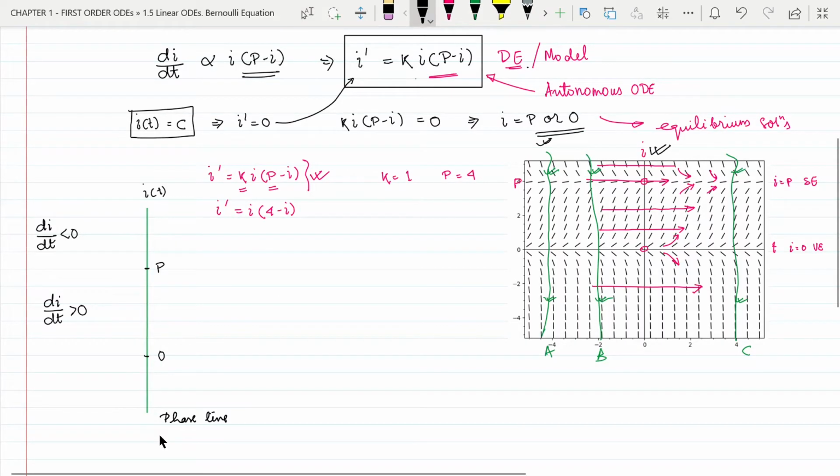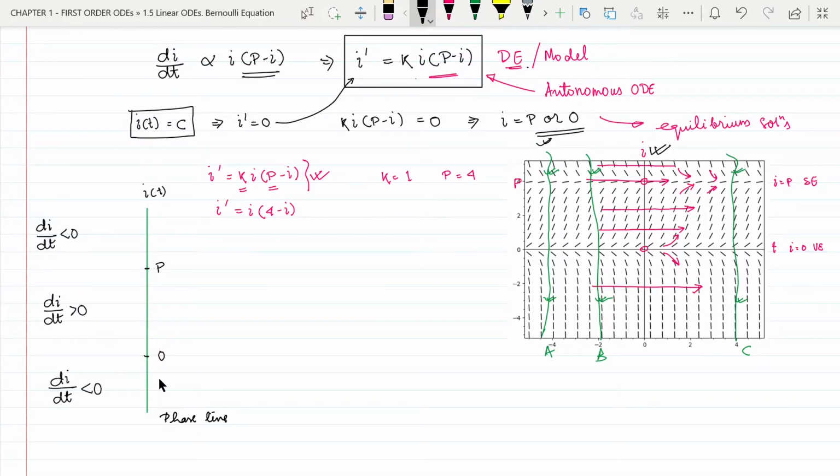For less than 0, di by dt will be negative, because I value is negative. So this I term is negative. P minus I will be positive because I term is negative. So P minus I is positive. So that means I dash is negative. So that means for this upper section above P, di by dt is negative. For this middle section, di by dt is greater than 0. And for this bottom section, di by dt is less than 0.